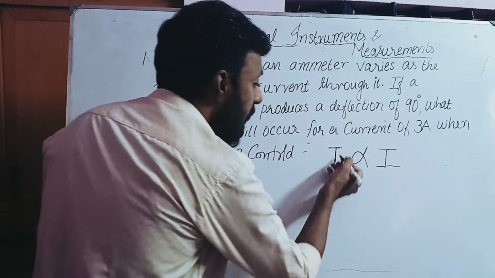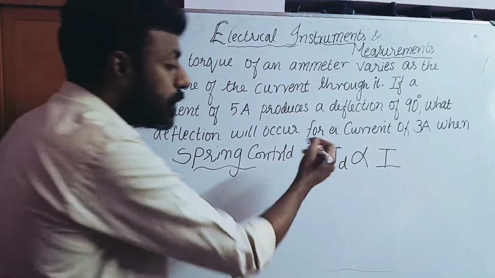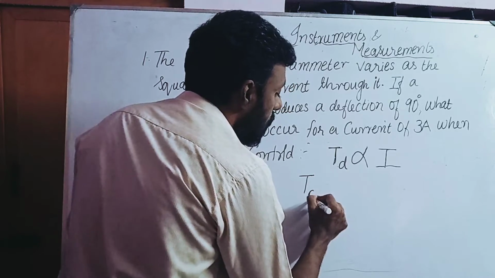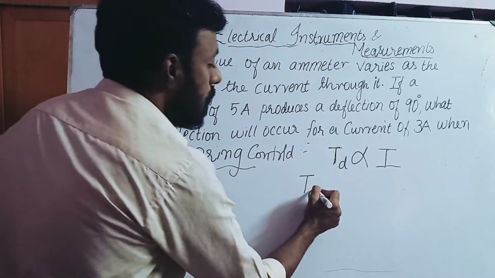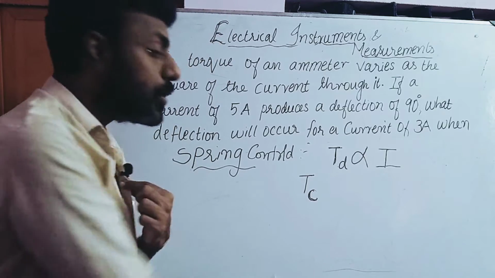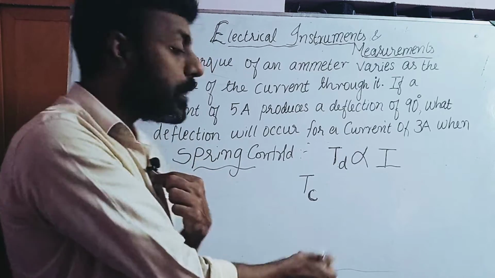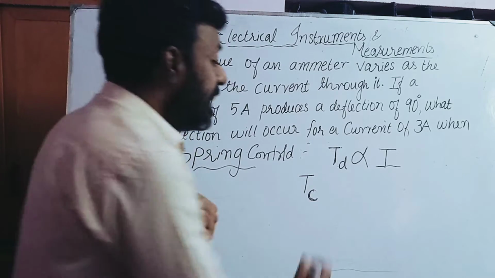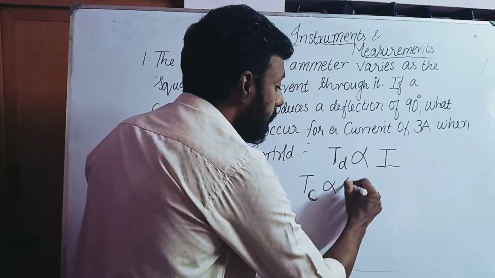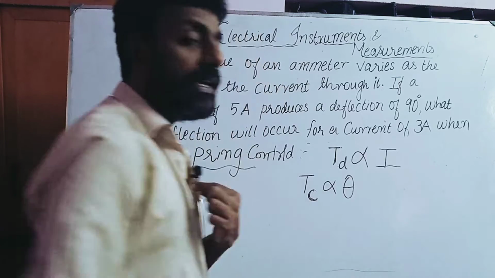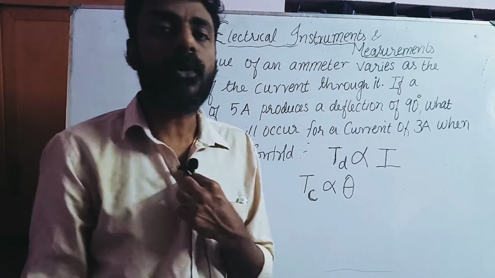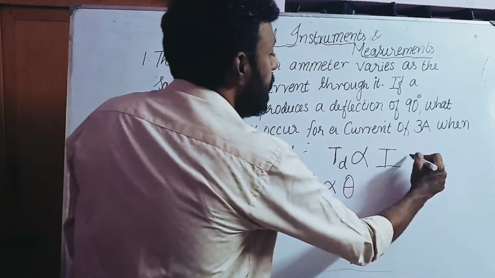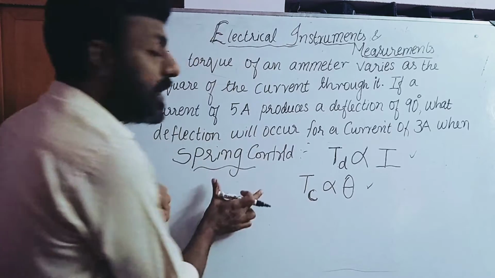So now you have another torque called TC, which is the controlling torque. TD is the deflecting torque. TC, the controlling torque, will be directly proportional to theta. Theta is the deflection that is produced by the ammeter needle when a current passes through it. So these are the two important expressions for a spring controlled instrument.